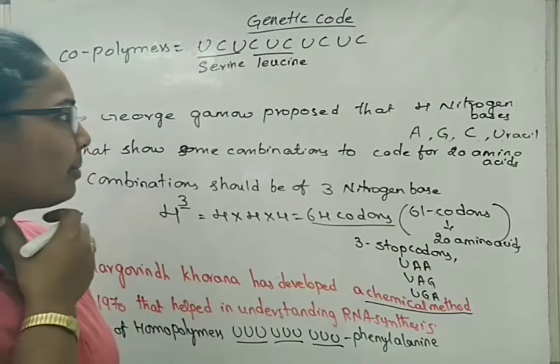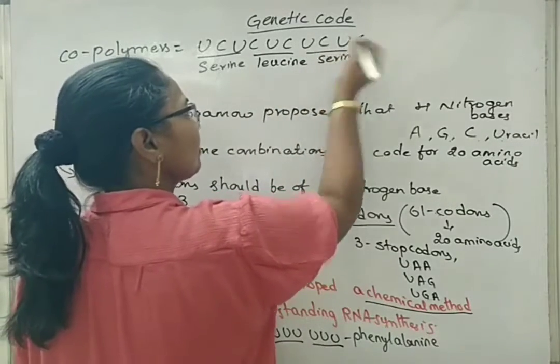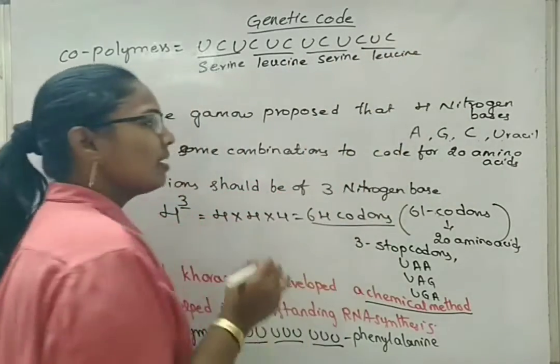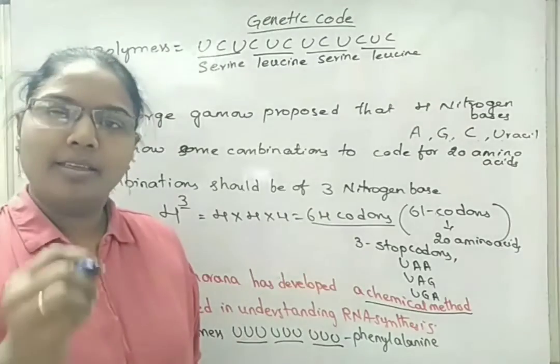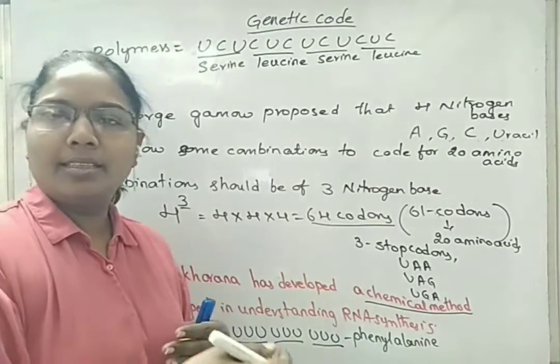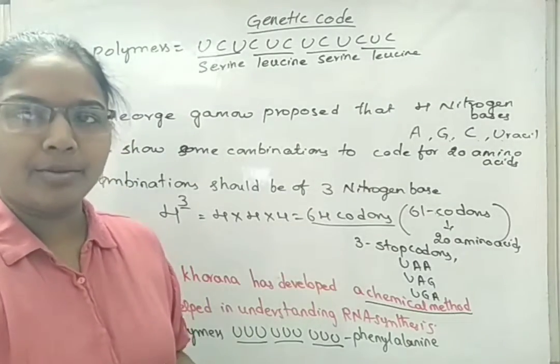We have 20 types of amino acids. Again, it has given another combination, that is serine. If we keep on increasing like this, again it will give out leucine. By this, he concluded that when the combinations of nitrogen bases are different, because he kept on increasing the addition of different types of nitrogen bases, he got different types of amino acids.